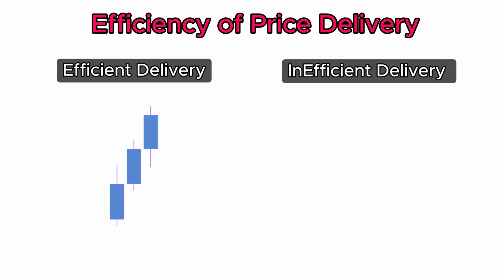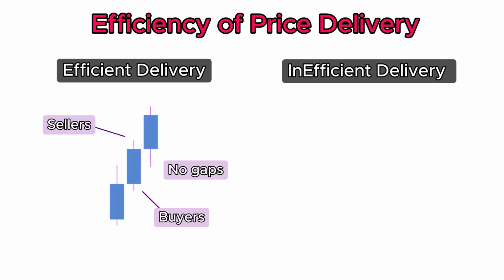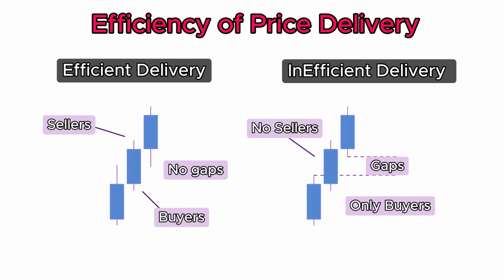The first type is called efficient delivery, because in the context of a certain market movement, there are both buyers and sellers present, allowing for a more even exchange of assets. It is important to consider that price delivery is always an unbalanced process in which one side, either buyers or sellers, dominates. The second type is inefficient price delivery, which implies that the exchange of assets occurs unevenly in certain price ranges between buyers and sellers.